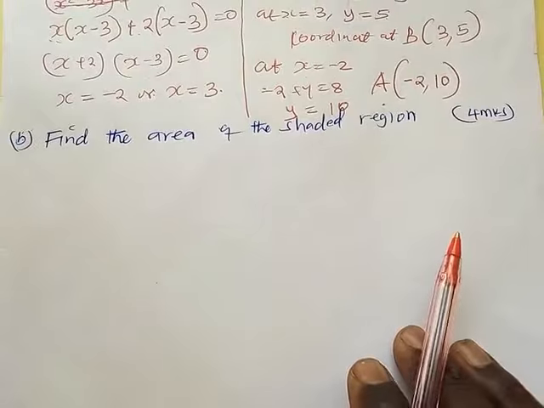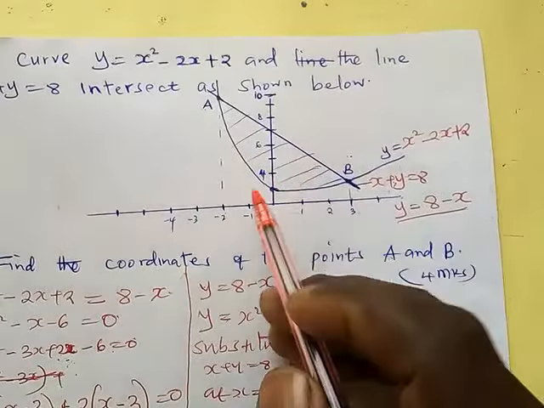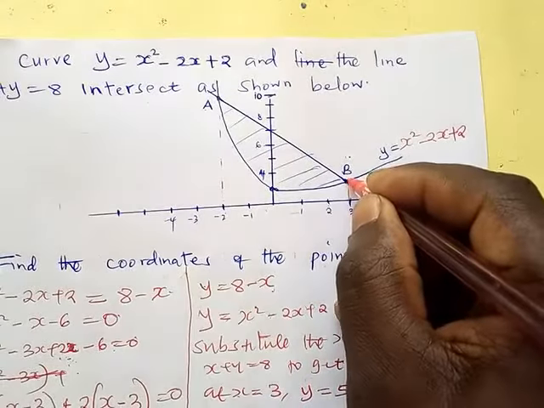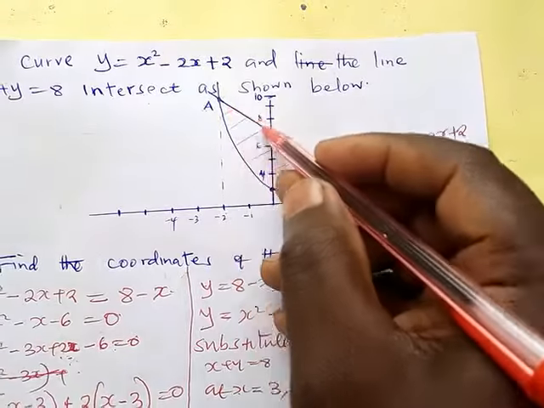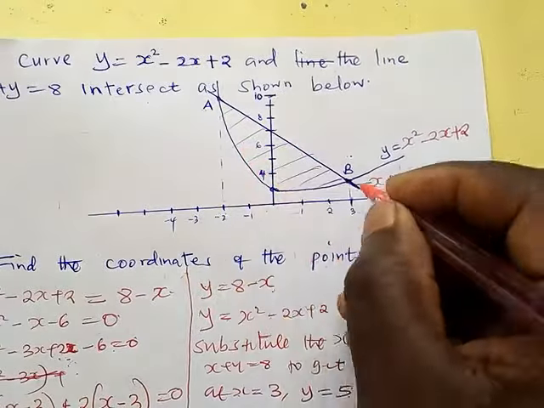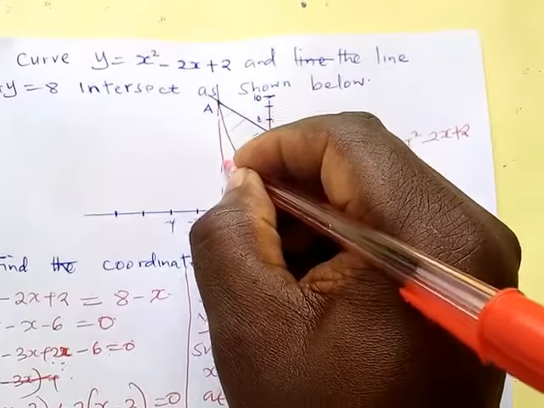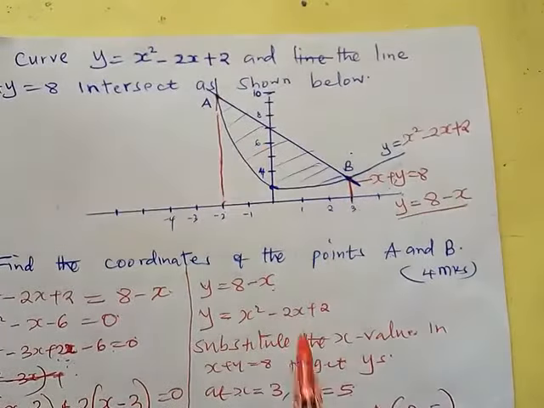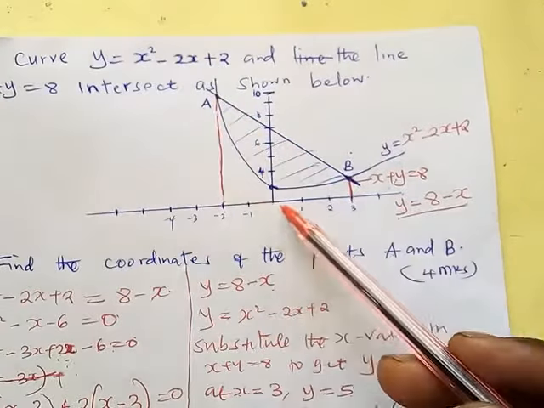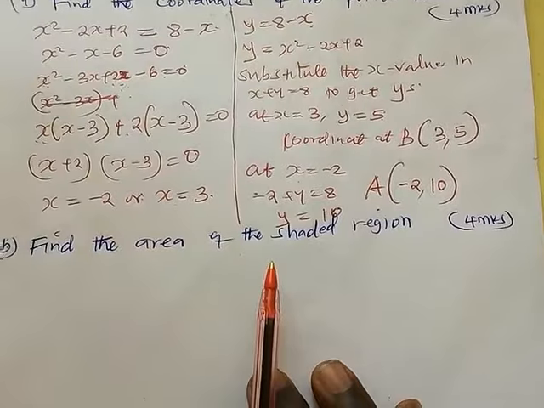Find the area of the shaded region. We want to calculate the area of the shaded region, this shaded region. First, remember this is a trapezium. So we have a trapezium and the curve. So make it appear as a trapezium like that. You can see this is a trapezium. So we can get the area of the curve, very simple. So let us check how we go about it.